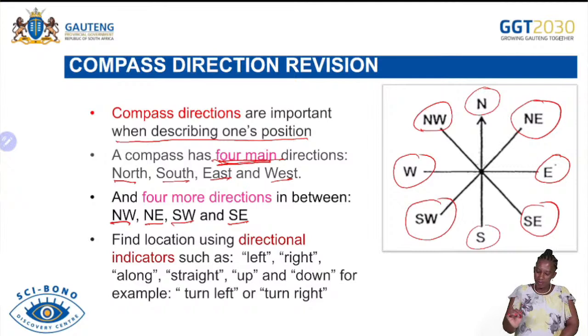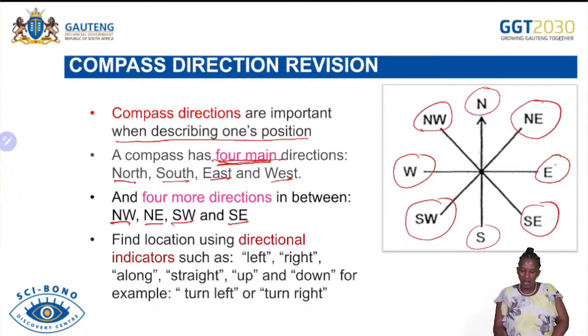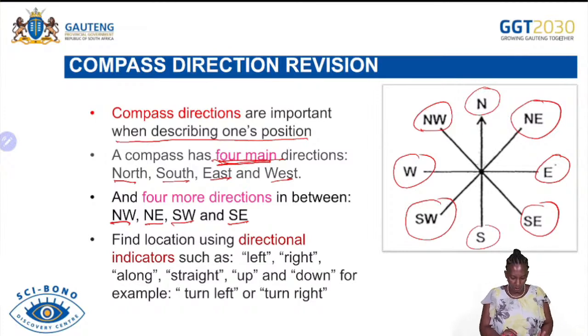Remember, in mathematical literacy, we only have 8 cardinal points. We don't have 16. We only use the 8. We don't have the south-southwest, or south-southeast, or north-northeast, or north-northwest. No, we only have the north, the northeast, east, southeast, south, southwest, west, northwest, only. Those 8, that is what we have.